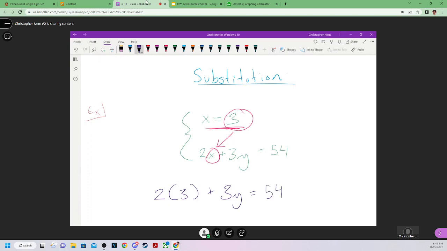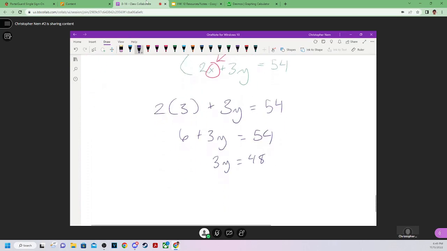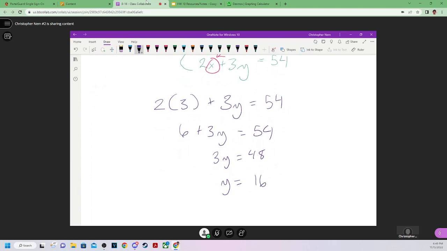Now, why is this important? Why does this help us solve our system? Well, if you notice, I don't have two variables anymore. I don't have x and y in my equation anymore. Now I only have one singular variable. So if I can calculate it out, I got 6 plus 3y equals 54. Now my goal is to isolate the y or solve for y. 3y equals 48. And then y is equal to 16.